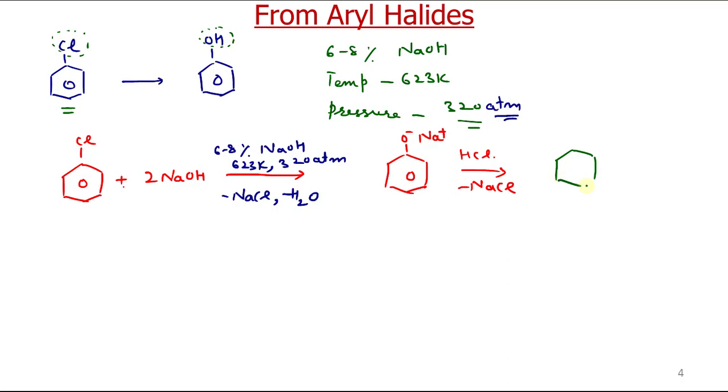But as I have told you, chlorobenzene's reactivity towards nucleophilic substitution is quite low because of the partial double bond character. Because of this resonance, it is very difficult to break this bond, so we require harsher conditions, whereas alkyl halides can easily undergo nucleophilic substitution reactions. This method of preparing phenols from chlorobenzene is called Dow's process.